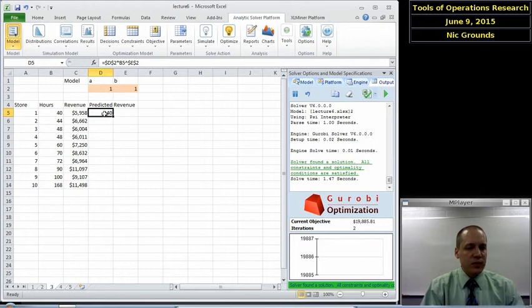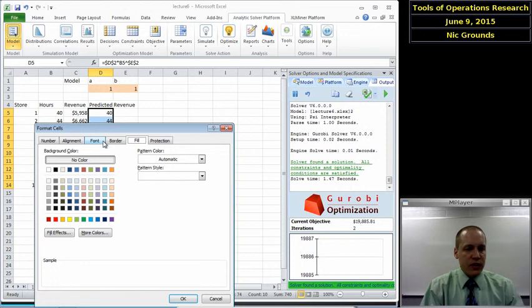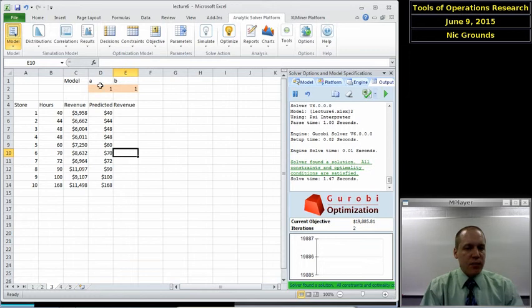Okay, so in this case, A and B values both being 1 means we'd predict revenue of 40 for store 1. And if I copy that down, you can see what value it has for all the others. Okay, so that's my prediction. That is, I'm building a model where I'm going to choose A and B values to predict revenue from hours.